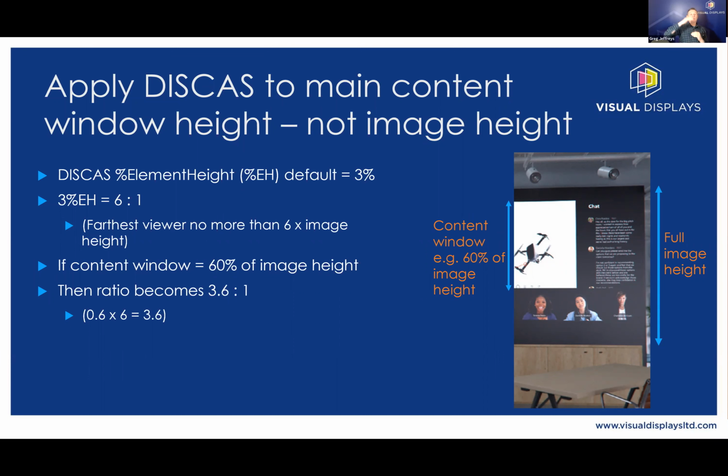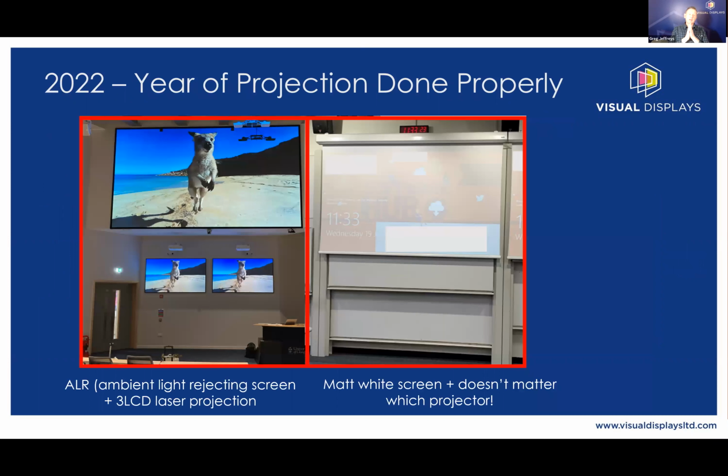That's to say, for every meter of image height, the farthest viewer should be no more than 6 meters further back than that. If you scale that for the content window, then that could become, for example, in this scenario, 3.6:1. So there's a whole step change coming up here about using much larger image sizes. And the beauty about using projection is once you get into that space, you can choose whichever size you want. But, and there's always a but, it just has to be done properly now.